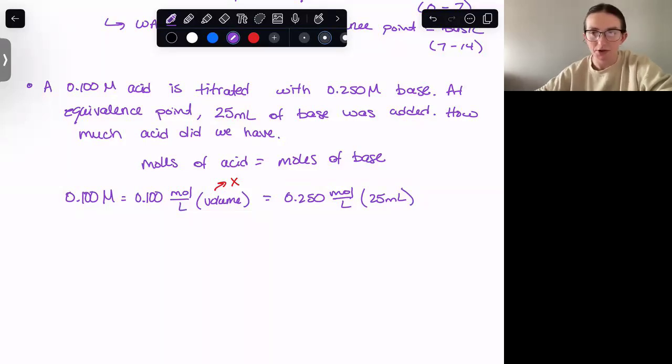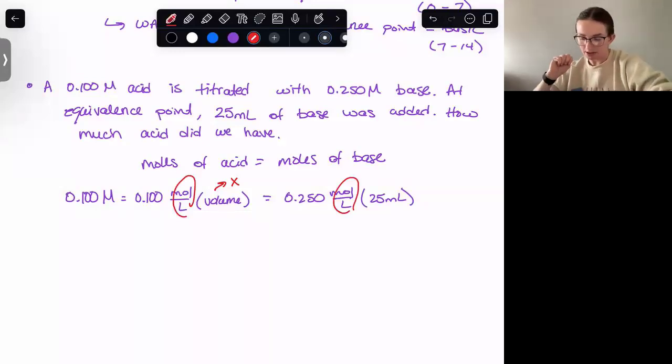If you keep track of your units along the way. If our question asked us for the answer in liters, then I would recommend changing your units. But in this case, since we're just looking for a straight up volume and it doesn't give us units directly, we can just use the milliliters and everything else will cancel out. Because if we look at moles over liter and moles over liter, those will cancel out. And then you're just left with milliliters and milliliters. So in this case, you don't need to change your units.